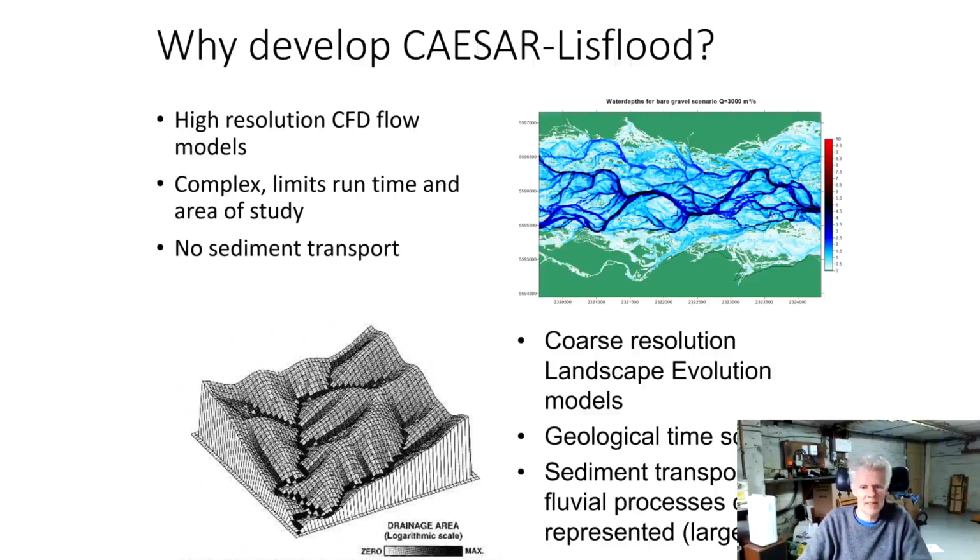Yet on the other side, we have these models we can see at the bottom here, very coarse resolution landscape evolution models that used coarse grids or meshes to represent the landscape, and water was very simply routed down them, and you moved material from one grid cell to the next to represent sediment transport. So these operated over geological timescales, if you like, and had sediment transport. And the fluvial processes were very coarsely represented in very large grid cells.